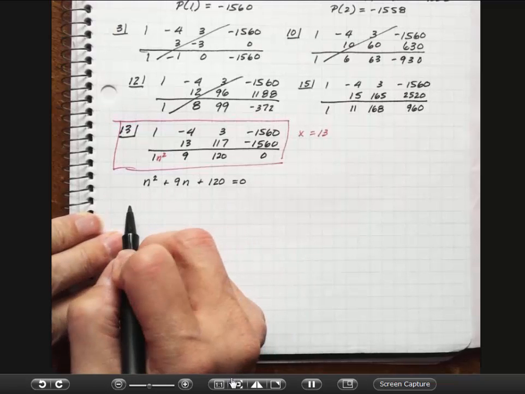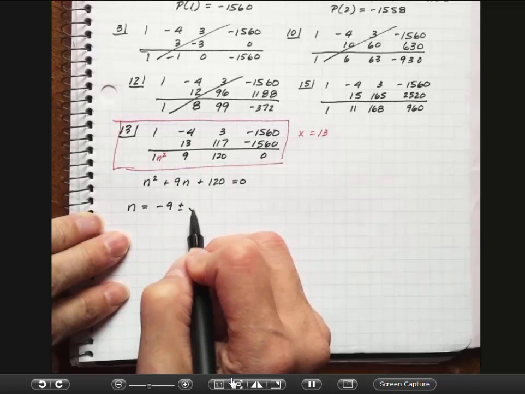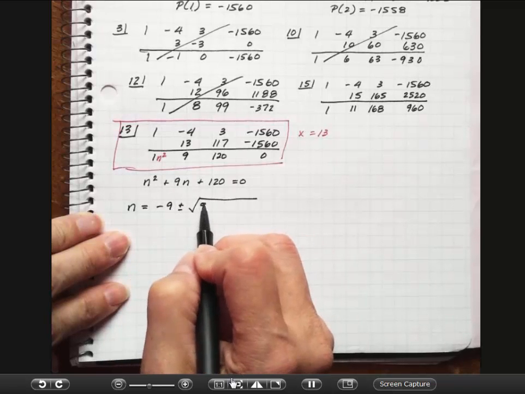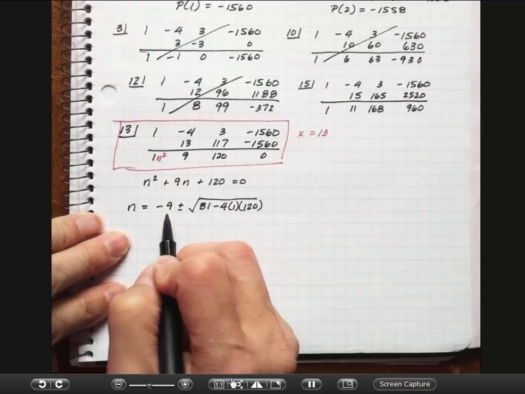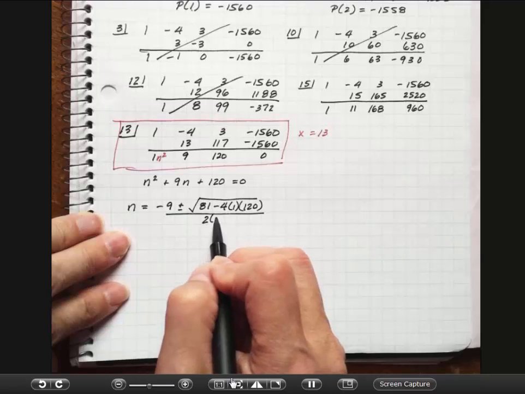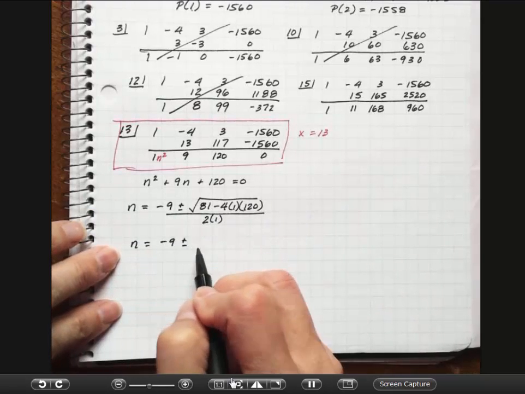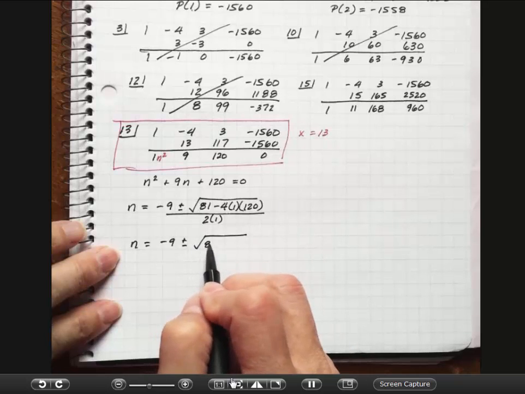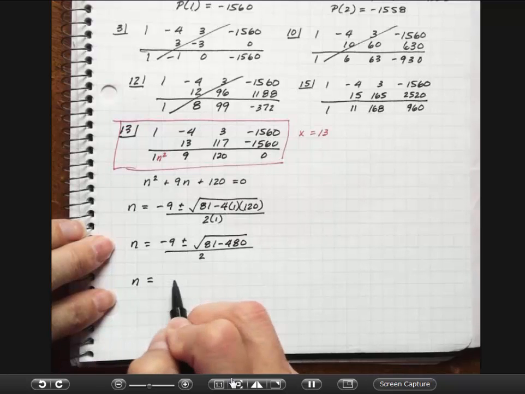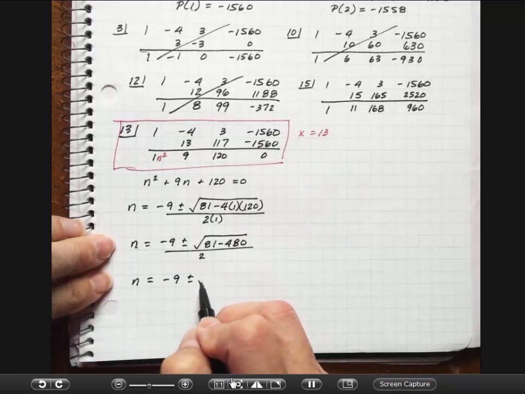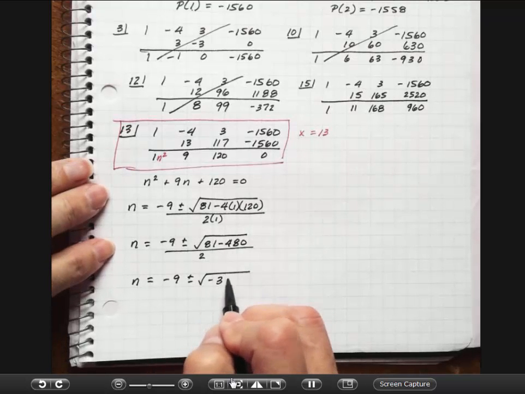So quadratic formula, x is equal to negative b, negative 9, plus or minus the square root of b squared, which is 81, minus 4 times 1 times 120, all over 2 times 1. Simplifying under the radical, negative 9 plus or minus the square root of 81 minus 480 all over 2, which equals negative 9 plus or minus the square root of negative 399 all over 2.